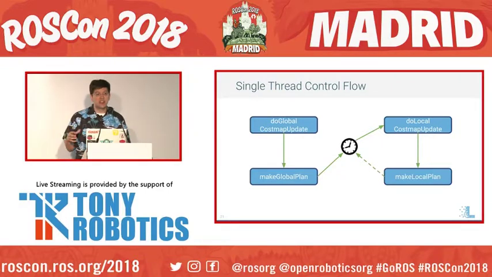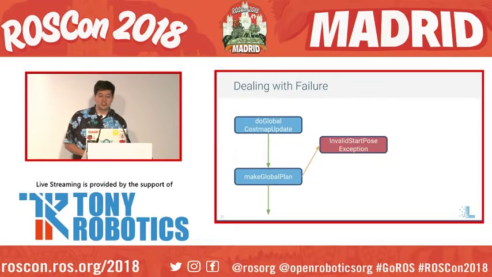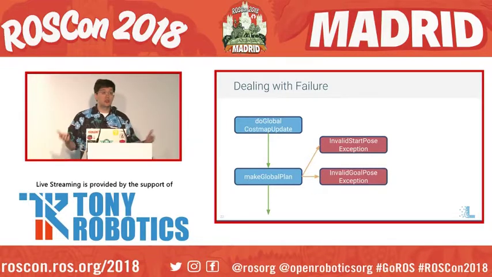Now the single thread version is something that you can't do in MoveBase. But this is what happens when everything is working well, and what you want to be able to do is control when things don't go well. So how do you deal with failure? Let's say your global planning fails. It might cause different types of exceptions. It might cause an invalid start pose exception, or an invalid goal pose, or a number of other different exceptions.